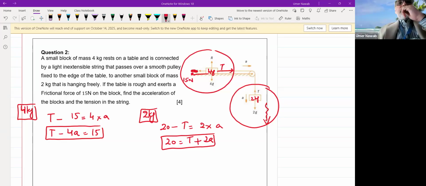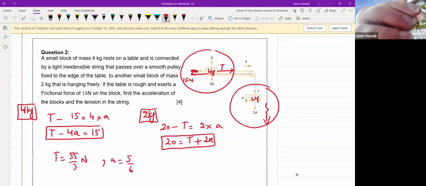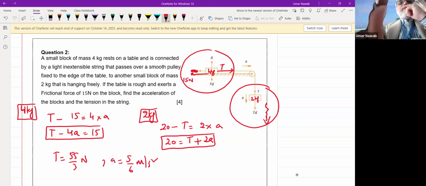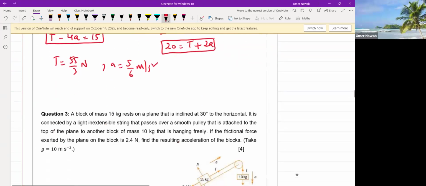Enter 1, enter -4, enter 15, enter 1, enter 2, and enter 20. You get your first answer, 55/3. Your tension is 55/3 newtons. And the value of acceleration is 5/6 meters per second squared. We are done with question number 2.